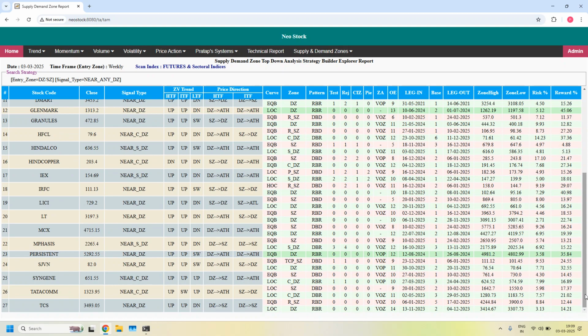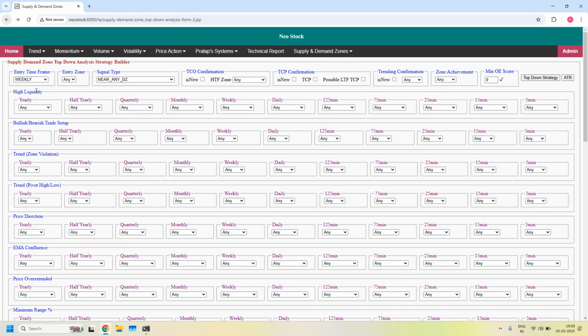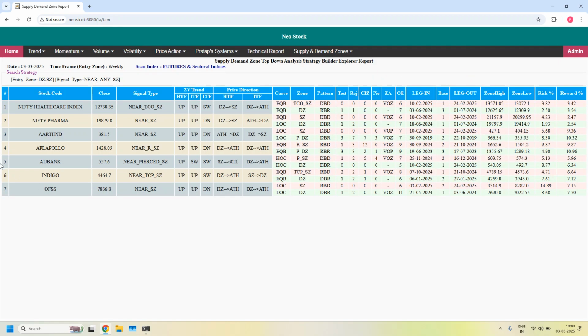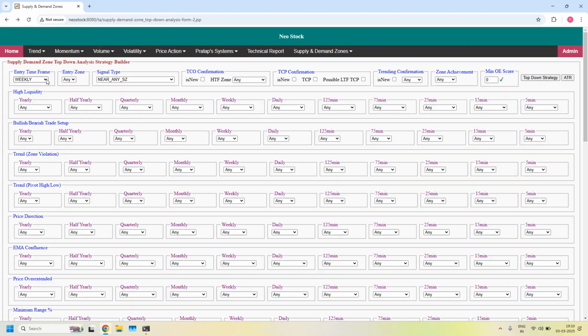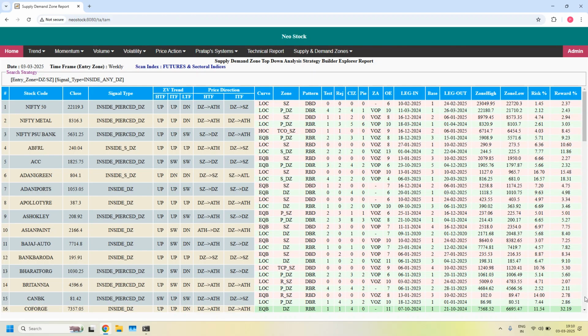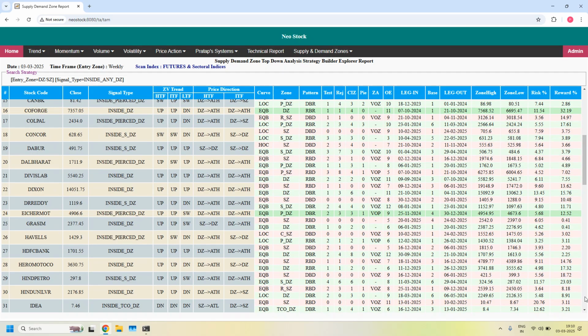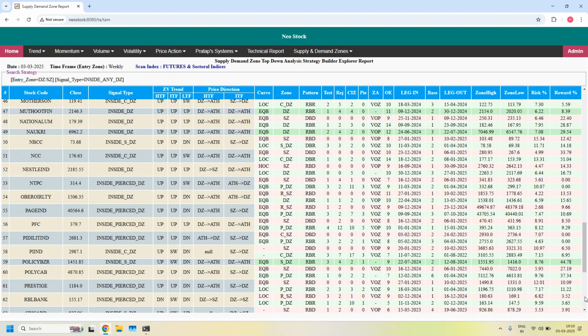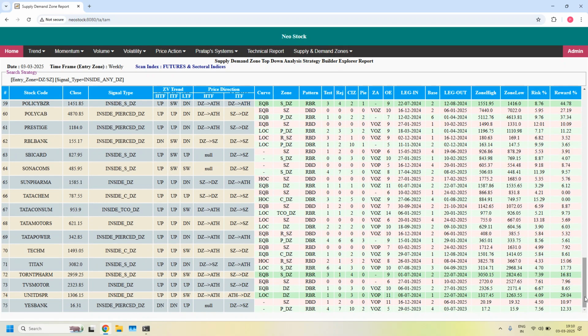Stocks near weekly demand zone. Next, weekly time frame. Stocks near weekly supply zone. We got 7 stocks. Next, weekly time frame. Price closed inside the weekly demand zone. First 15 stocks in the list. Let me quickly scroll the list down. So total 75 stocks filtered.